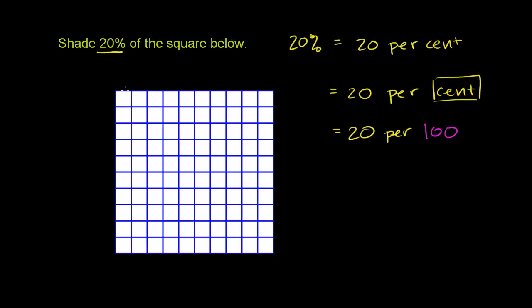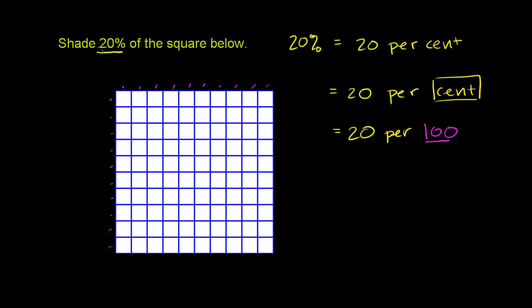So how many squares have they drawn here? If we go horizontally right here, we have 1, 2, 3, 4, 5, 6, 7, 8, 9, 10 squares. If we go vertically, we have 1, 2, 3, 4, 5, 6, 7, 8, 9, 10. So this is a 10 by 10 square, so it has 100 squares here. Another way to say it is that this larger square is broken up into 100 smaller squares. So it's already broken up into the 100.